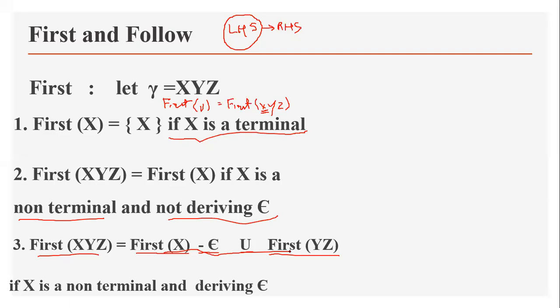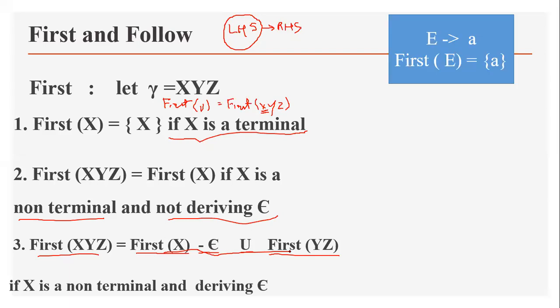I am repeatedly telling, we are finding first for all the non-terminals on the LHS side. Let us consider the first production, one simple production: E is equal to a. We have to find first of all LHS non-terminals, is it not? So we have to find first of E. First of E is equal to first of a. What is a? Is a a terminal or non-terminal? a is a terminal, is it not? So its answer is a. Is it clear? First of E is equal to first of a.